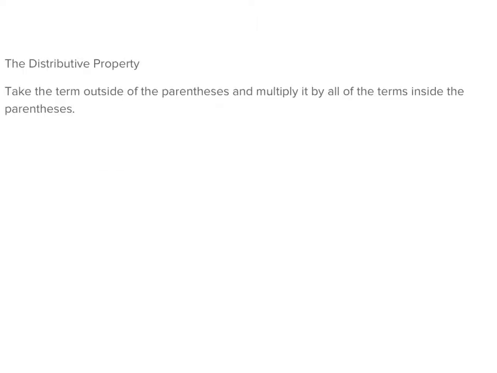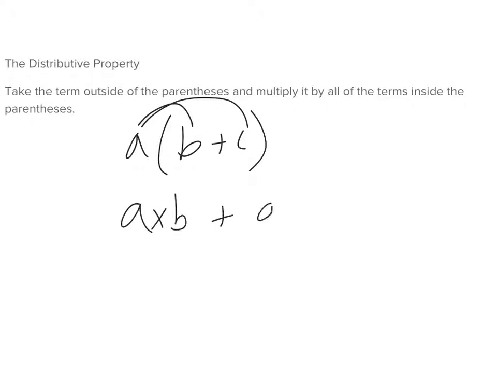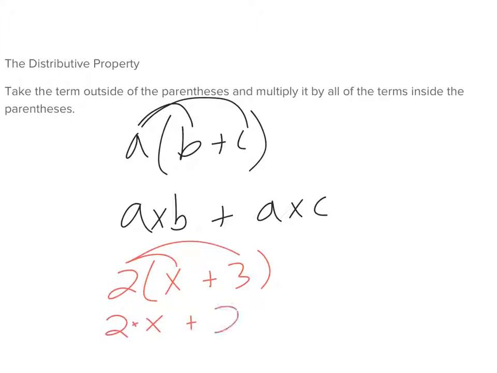So the distributive property: you take the term outside of the parentheses and you multiply it by all of the terms inside of the parentheses. So if we had something like this, I can distribute the a inside the parentheses. So I'd have a times b and I'd have a times c. And so with other numbers and such moved in there, okay, distribute the 2, I'd have 2 times x and 2 times 3, which I could simplify down as well.